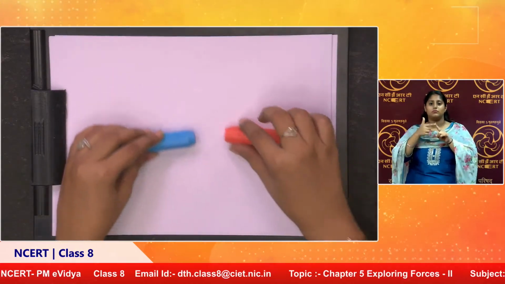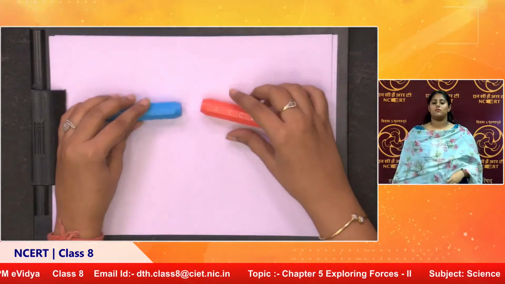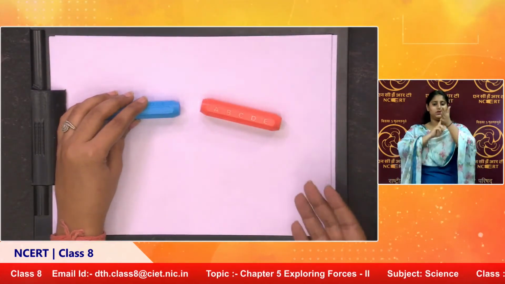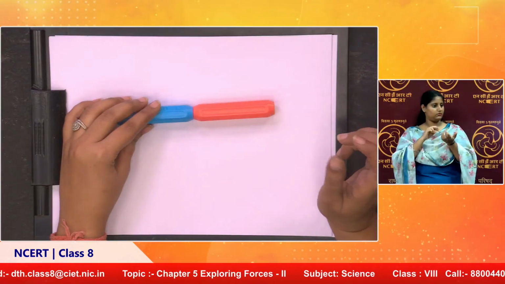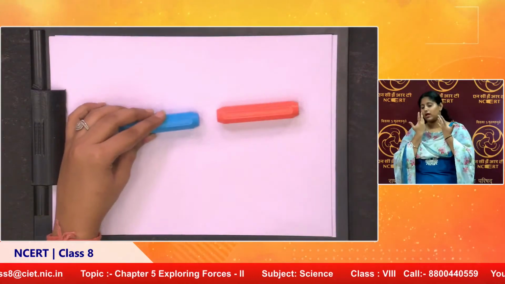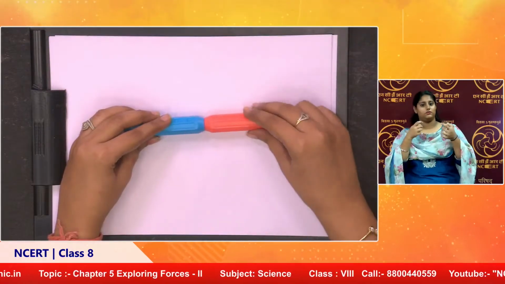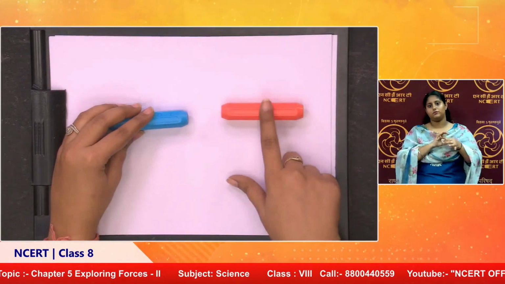Now the poles are facing, it could be anything, north pole or south pole. The moment I just turn it, you just see. Without any effort, the force is coming into play. See, I am not doing anything with this magnet.